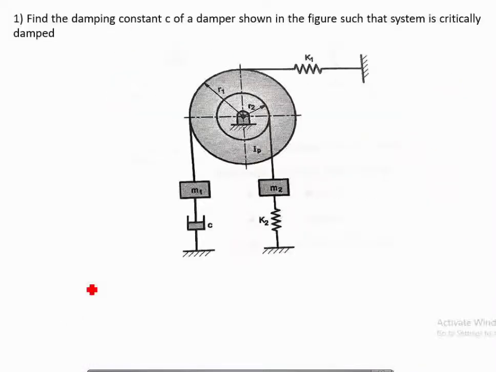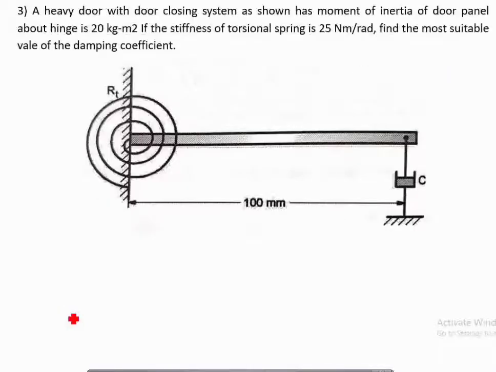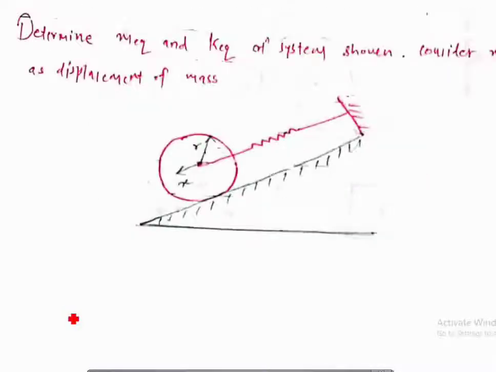As far as the last video lecture, video lecture number 14, is concerned, we have already solved problem number 1 by using the equivalence method, then problem number 2 and problem number 3 also. In today's lecture, we will solve problem number 4, which is: determine M equivalent and K equivalent of the system shown in the figure. Consider X as the displacement of the mass.